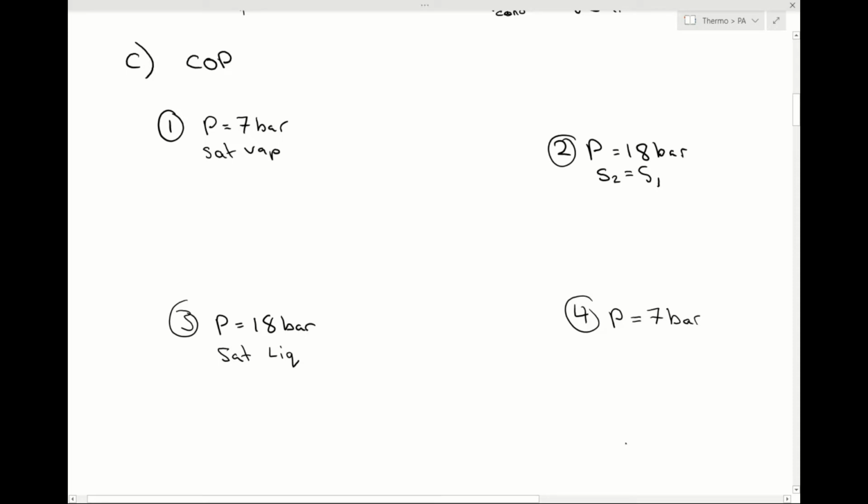So starting with state 1, we know that it's a saturated vapor. We'll take a look at table A8 and we'll find our H1 is equal to our Hg at 7 bar, which is 253.64 kilojoules per kilogram. We're also going to get S over here because we'll need it for the next state, 0.9117.